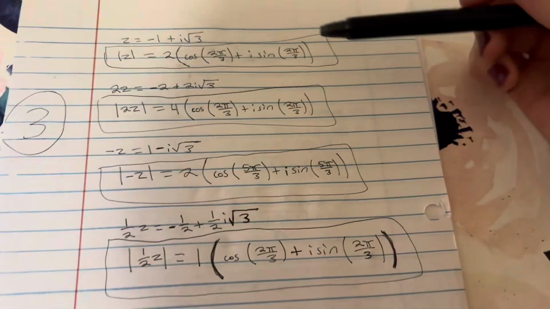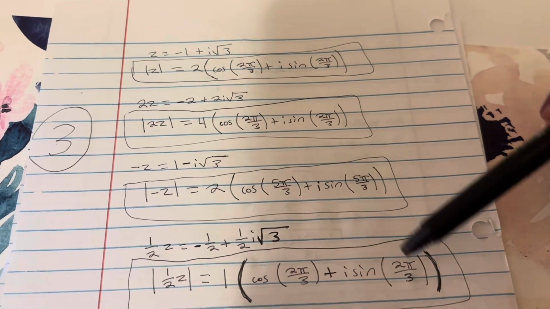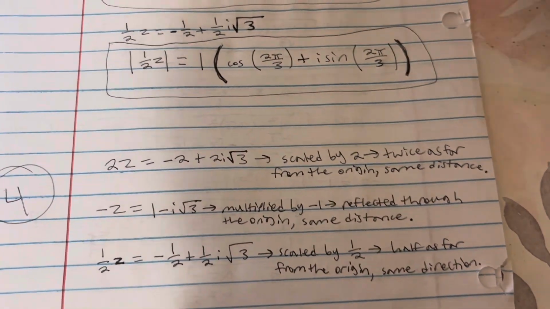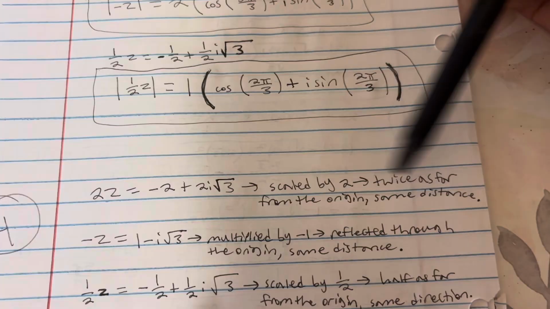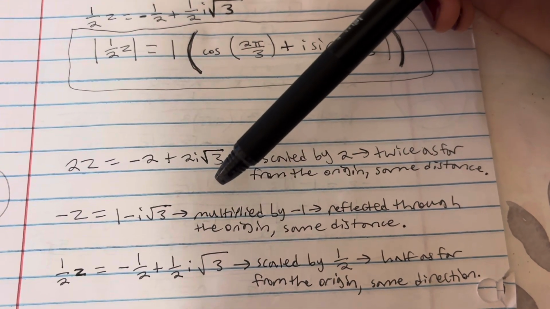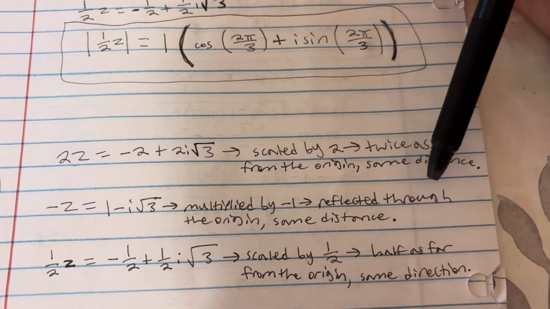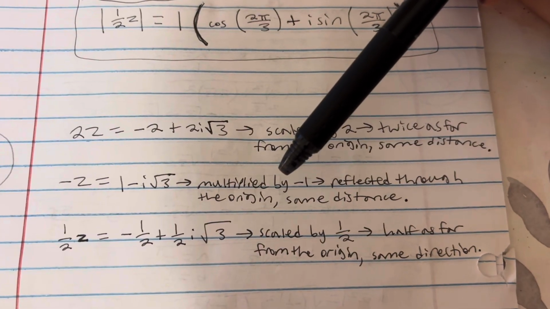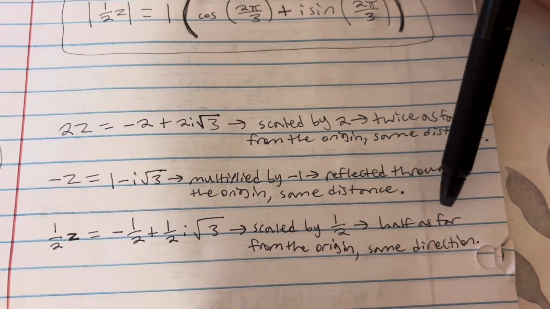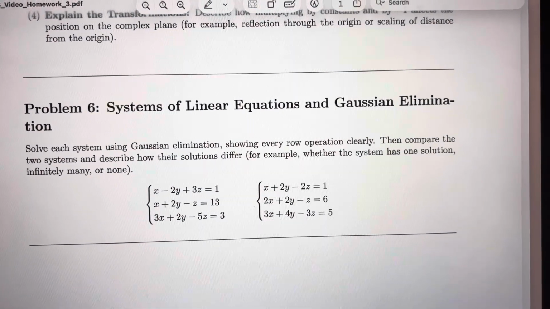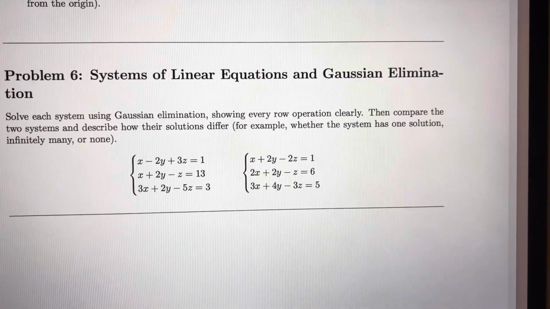And we wrote all of them in trigonometric form, just using what we solved for in the previous step. And then we are going to explain the transformation. So for this equation, we scaled by 2, twice as far from the origin, same direction. Negative z equals 1 minus i square root 3, multiplied by negative 1, reflected through the origin, same distance. 1/2 z equals negative 1/2 plus 1/2 i square root 3, scaled by 1/2, half as far from the origin, same direction. Problem 6, systems of linear equations and Gaussian elimination.